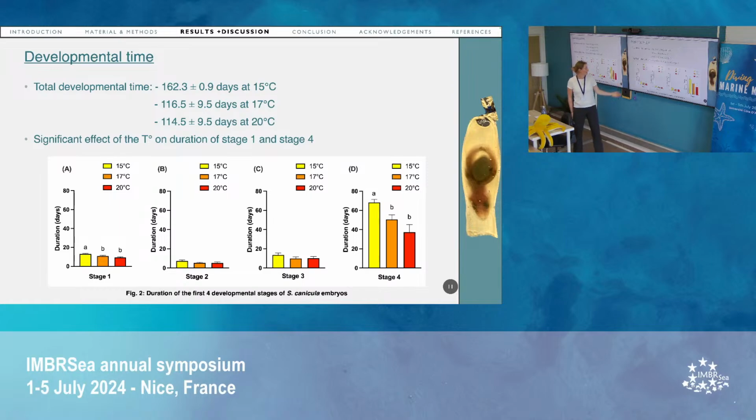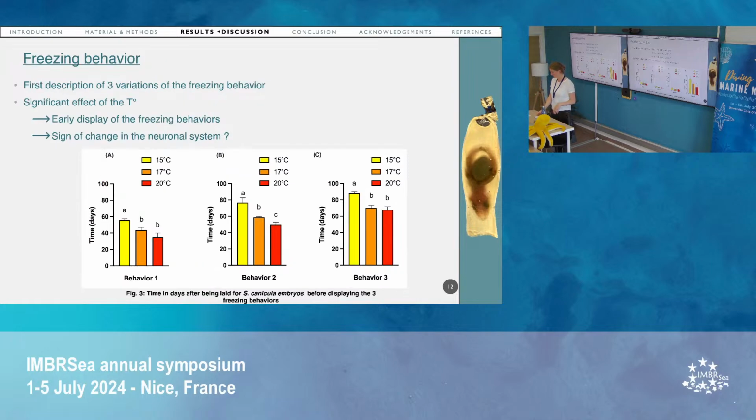And here again, there is no difference between 17 and 20 degrees, but there is a difference with 15 degrees in yellow. So overall, they just develop way faster and everything goes faster in higher temperature.